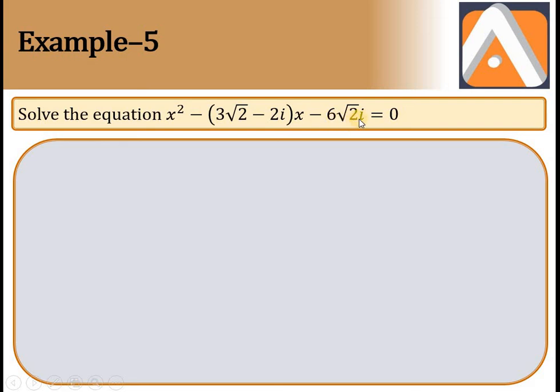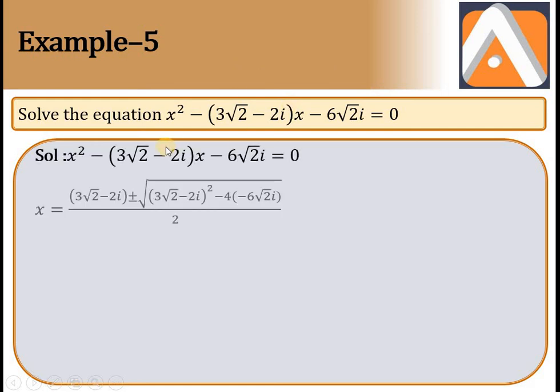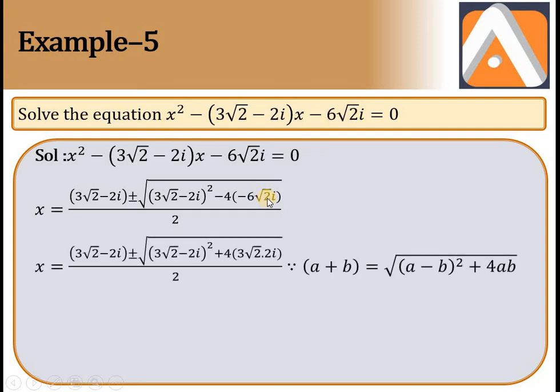Now the same, whatever the equation it may be, whatever the numbers it may be, we should apply the same formula. See, here x is equal to minus b, here already minus was there, so minus will get cancelled, minus b plus or minus under root b square, means (3 root 2 minus 2i) whole square, minus 4ac, 4 into a value is 1, c value is minus 6 root 2 i. Now I am multiplying with this 6 inside.